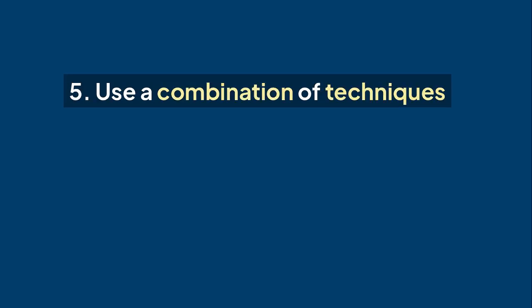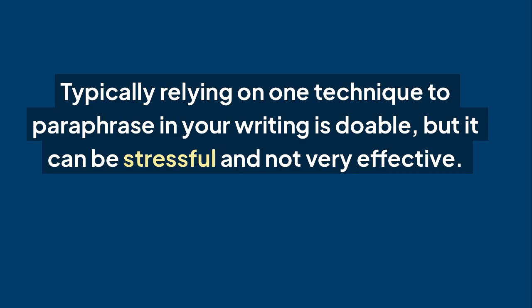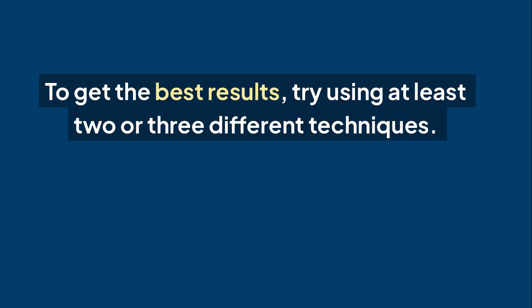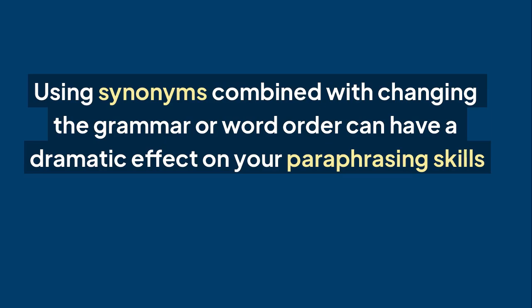5. Use a combination of techniques. Typically, relying on one technique to paraphrase in your writing is doable, but it can be stressful and not very effective. To get the best results, try using at least 2 or 3 different techniques. Using synonyms combined with changing the grammar or word order can have a dramatic effect on your paraphrasing skills.